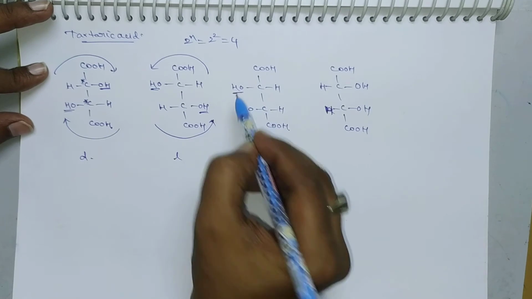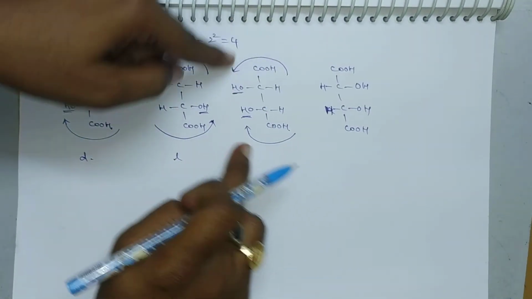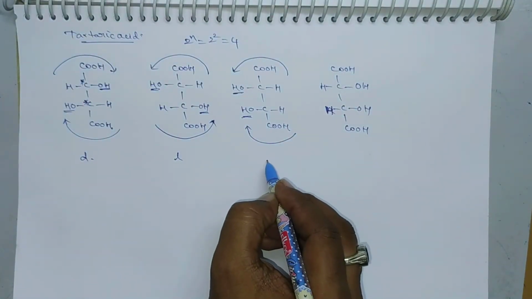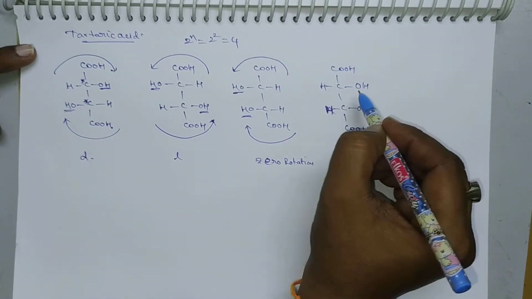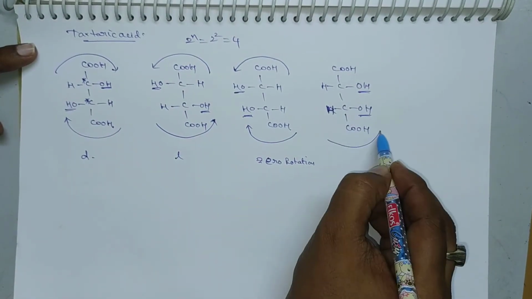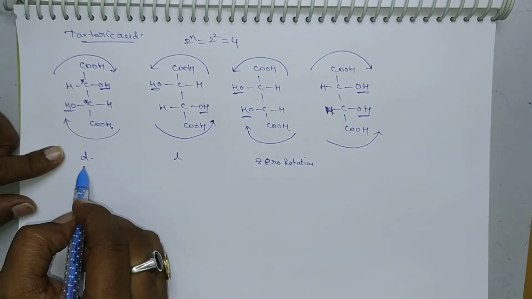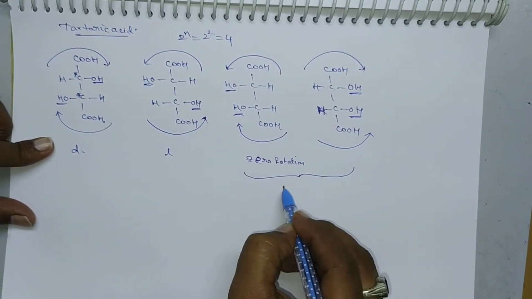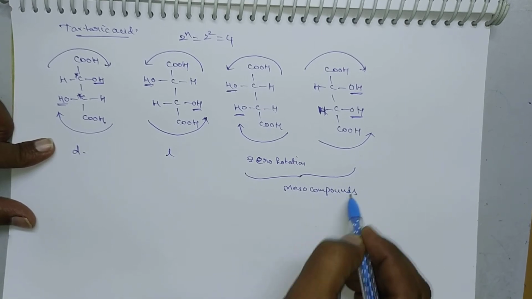Okay, so here it is left hand side, here also left hand side, rotation is like this and like this. Here there is compensation, so there is no net rotation. So here the net rotation is 0. Here also OH is right side and right side, so here also the net rotation will be 0. Okay, so here it is called dextro molecule, here it is levo molecule, and these 2 molecules have no rotation, so these are called meso compounds or mesoforms. So these 2 are called meso compounds.